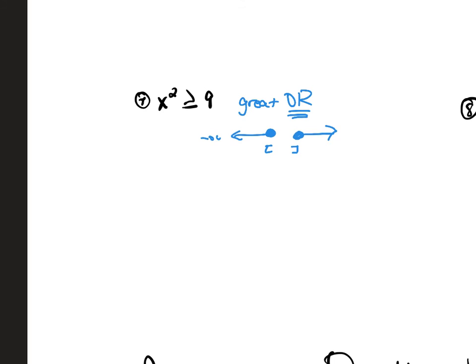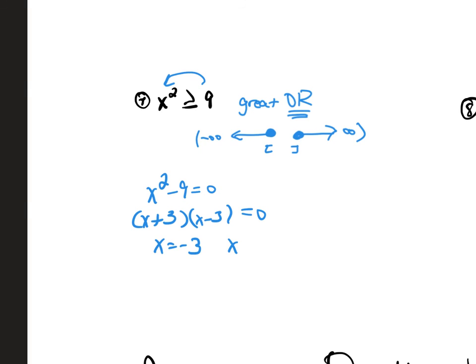Negative infinity to positive infinity always has parentheses. But I have on the numbers a bracket. So I'm going to say x squared, if I move the 9 over, it becomes minus 9 equals 0. When we factor that, that's just the difference of perfect squares. So x plus 3, x minus 3. So I have points at x equals negative 3 and x equals positive 3.